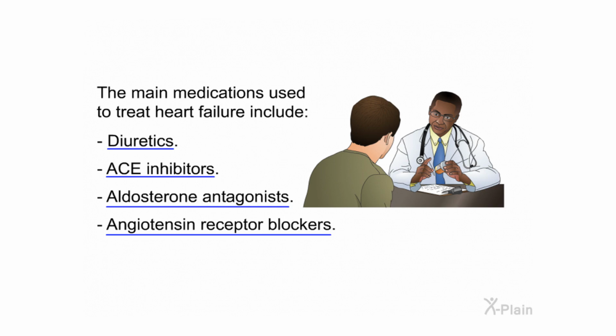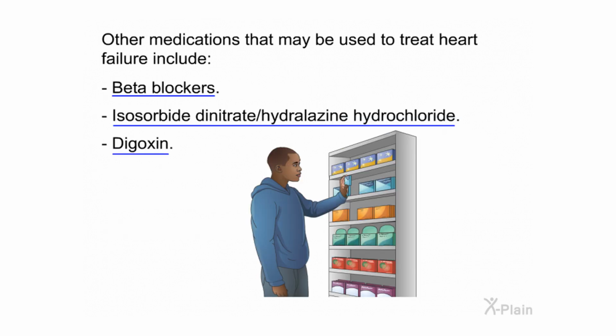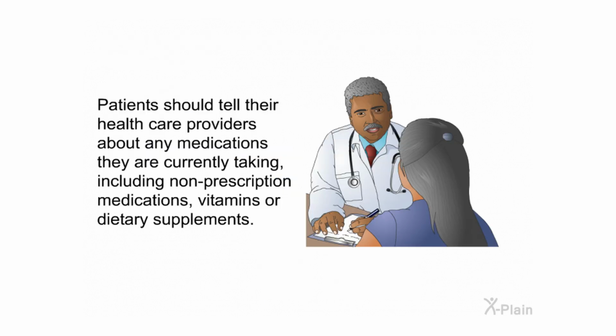The main medications used to treat heart failure include diuretics, ACE inhibitors, aldosterone antagonists, angiotensin receptor blockers. Other medications that may be used to treat heart failure include beta blockers, isosorbide dinitrate, hydralazine hydrochloride, digoxin. Patients should tell their healthcare providers about any medications they are currently taking, including non-prescription medications, vitamins, or dietary supplements.